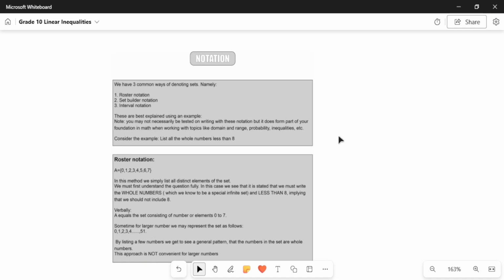So now that we understand the basic idea of what a set is, and we understand some of the rules pertaining to sets, let's understand how we represent them. There are actually 4 ways that we can represent sets, but I'll show you the 3 now, and then when we do inequalities, I will explain the 4th way. 3 common ways of denoting sets, namely roster notation, set builder notation, and interval notation.